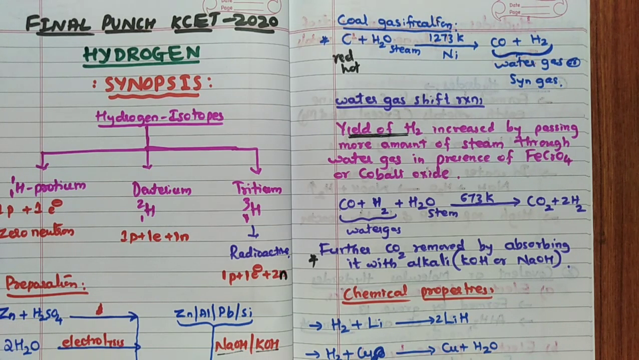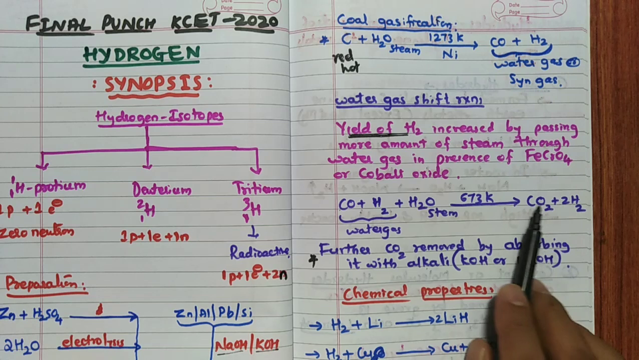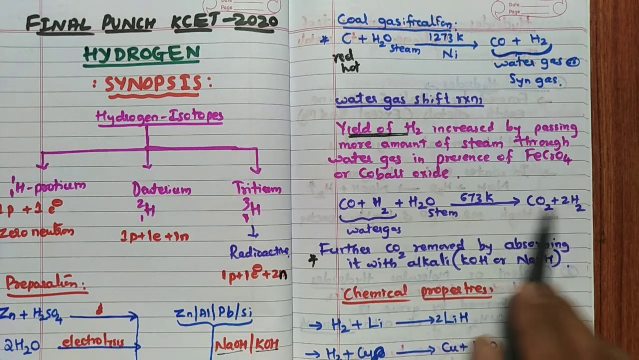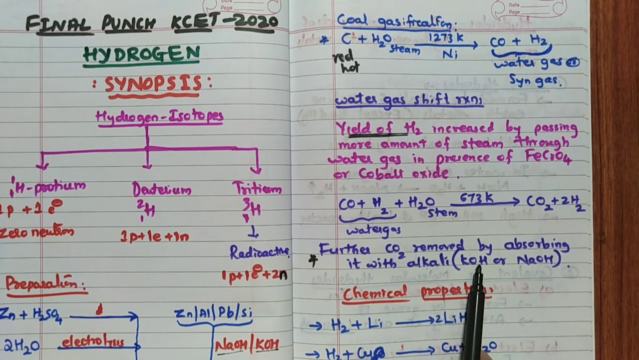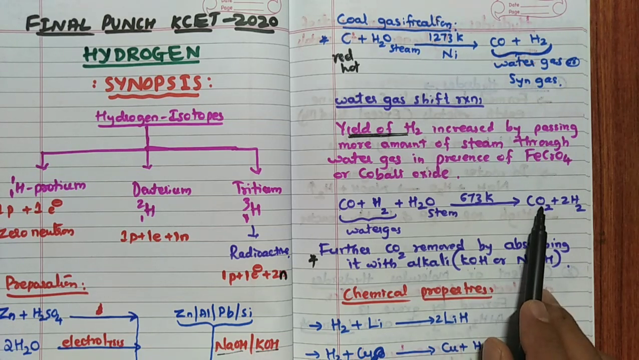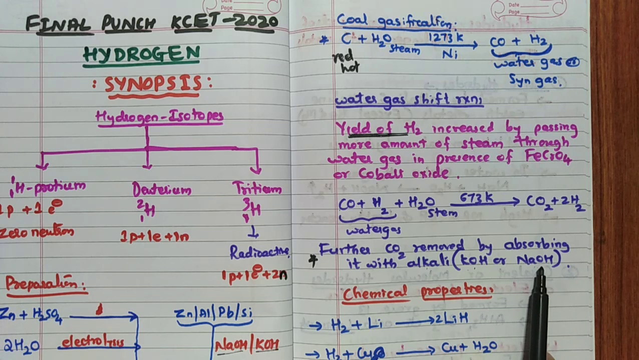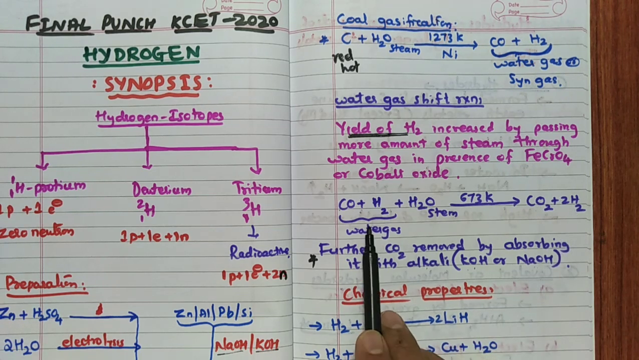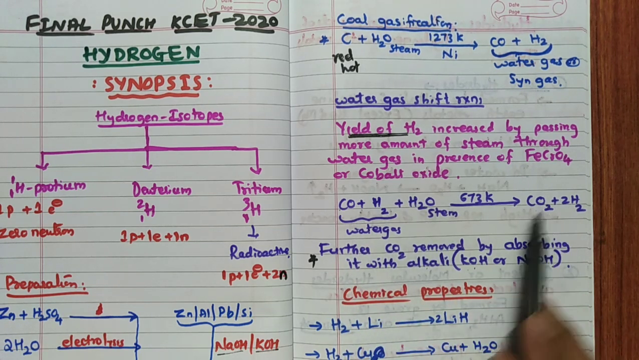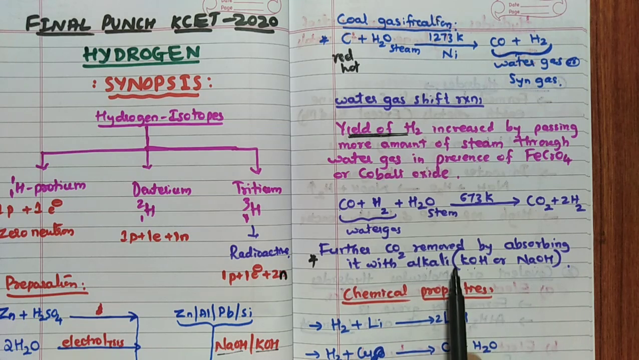So further, CO2 is absorbed by alkali, KOH or NaOH. Remember this very important thing. See, both are gases, so they can be separated very easily by reacting with KOH, because KOH or NaOH is a good absorber of CO2, forming K2CO3 or Na2CO3. Hence remember, CO2 and H2 are formed by this reaction, and CO2 is separated by reacting it with alkali.